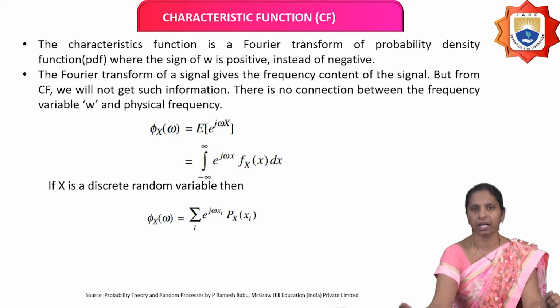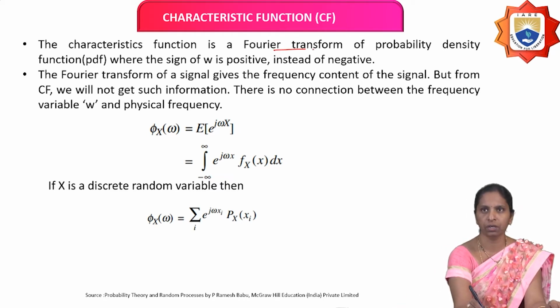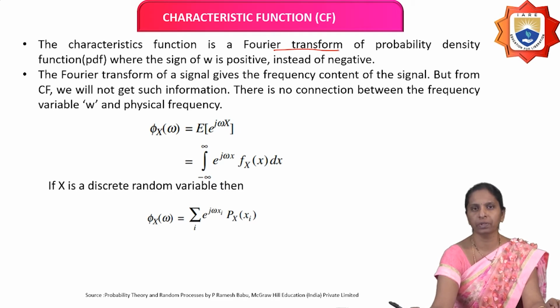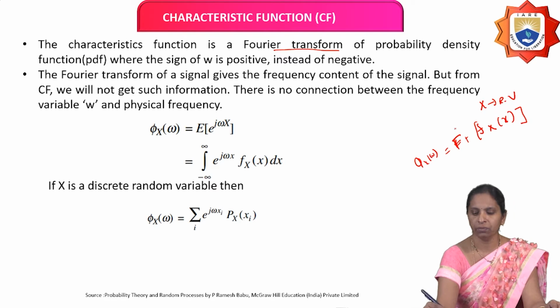So, how do you calculate the characteristic function? One definition of the characteristic function is that it is like a Fourier transform of the probability density function. So, it is nothing but the Fourier transform of the probability density function. For example, if you have a random variable x, the probability density function is represented by fx of x. And the Fourier transform of the probability density function is called the characteristic function.